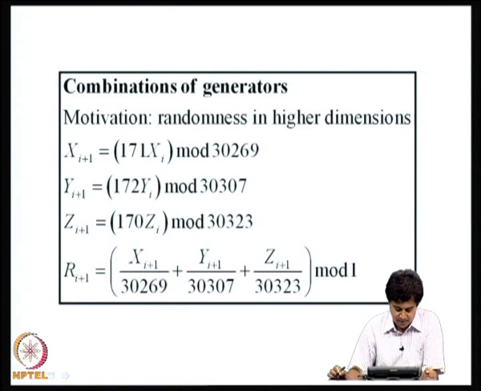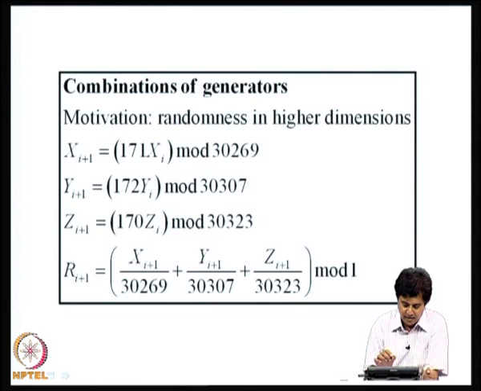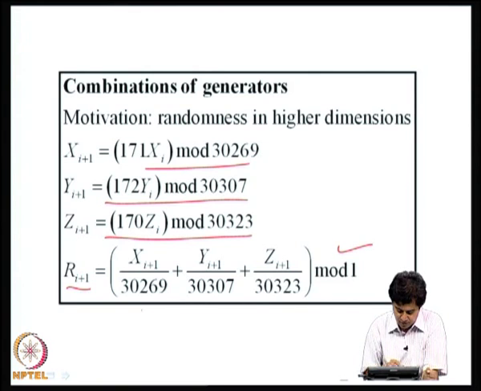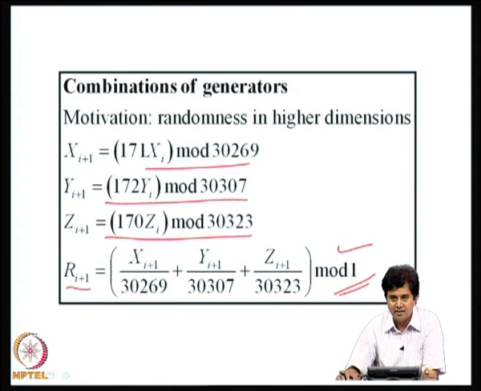Now, there are other strategies like combinations of generators to ensure that there exists randomness in higher dimensions. So, there are various algorithms, one of which I have listed here. You take 3 generators, x(i+1) is this, y(i+1) is this, z(i+1) is this, and then you define r(i+1) as a kind of a sum shown here modulo 1, and this is supposed to behave well in 3 dimensions, well in terms of being random.